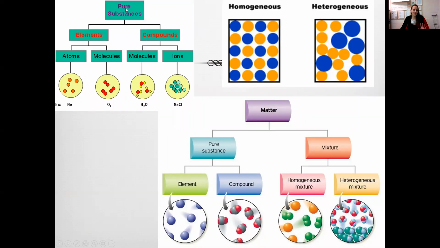So this is just talking about pure substances, which can be either elements or compounds. So again, pure substance, elements, or compounds, and then mixtures are anything that's not a pure substance because there's more than one type of compound, and they can be homogeneous or heterogeneous.